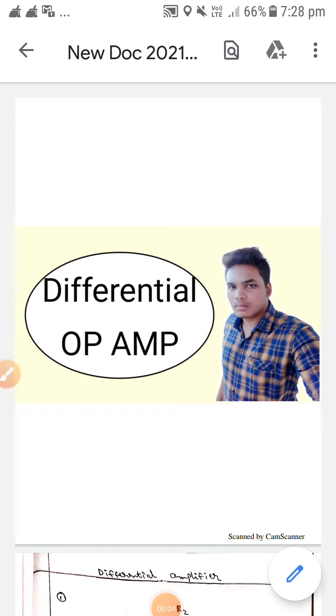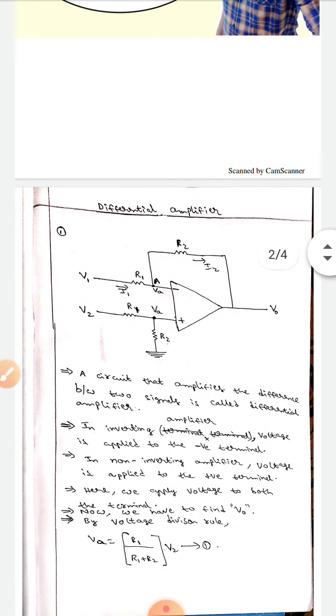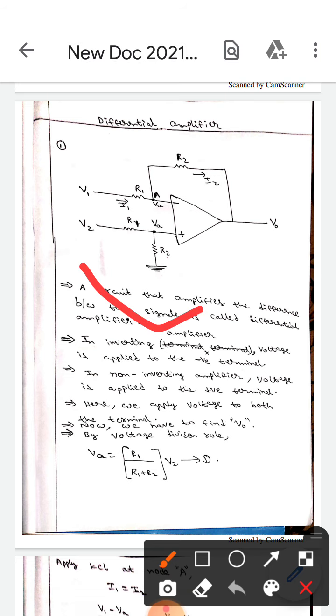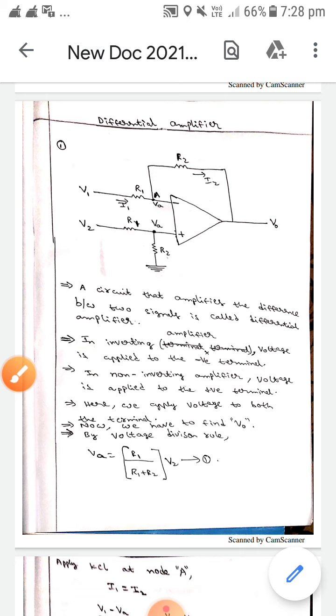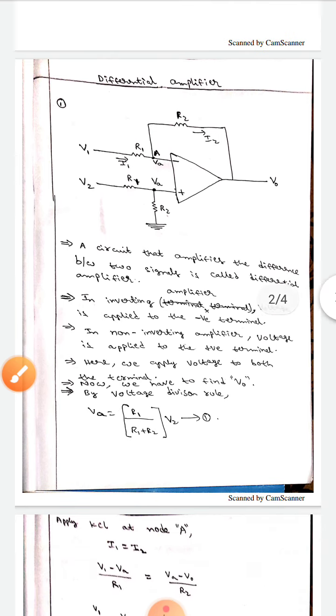Now I am going to explain to you about the differential operational amplifier. Let's get into the topic. This is the circuit diagram of the differential operational amplifier, and it amplifies the difference between two signals.